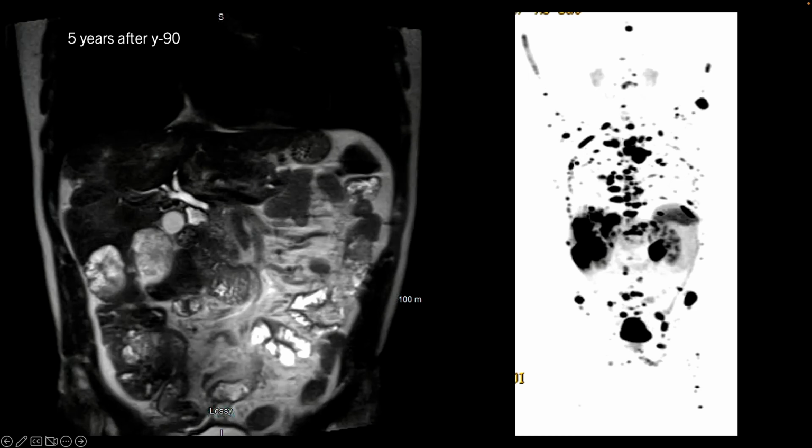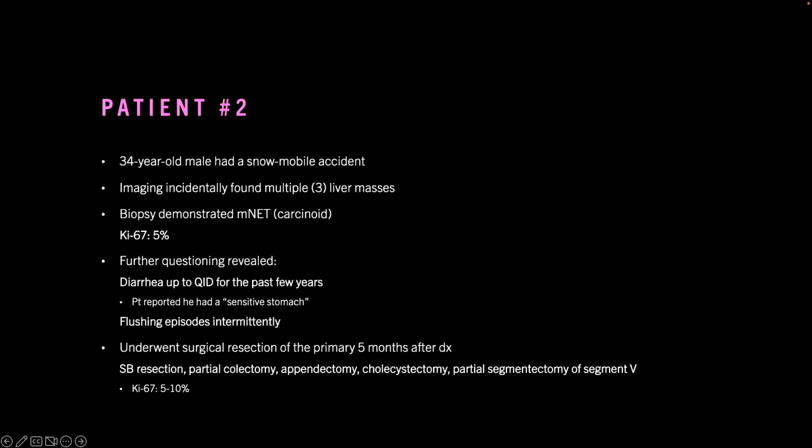His bony disease is better. He's gone on to have multiple therapies. It was not just me that did this, and look at me, I'm great. It was multiple therapies in combination. But 5 years after, you can see he's doing quite well.